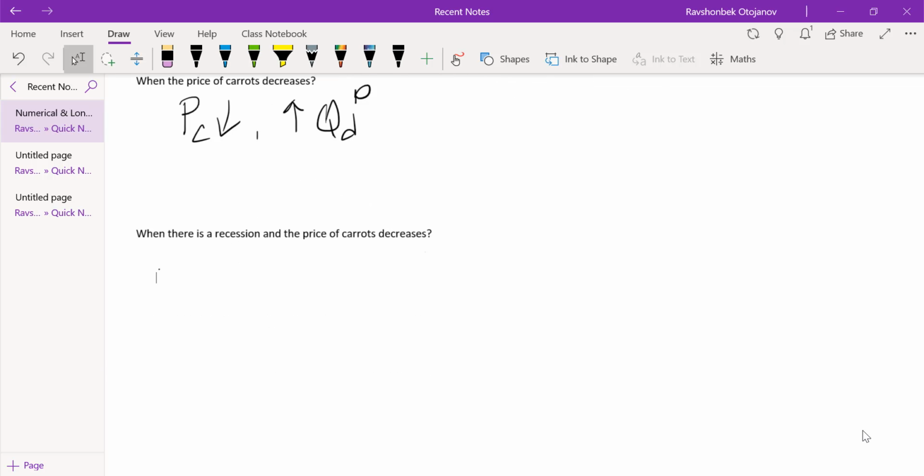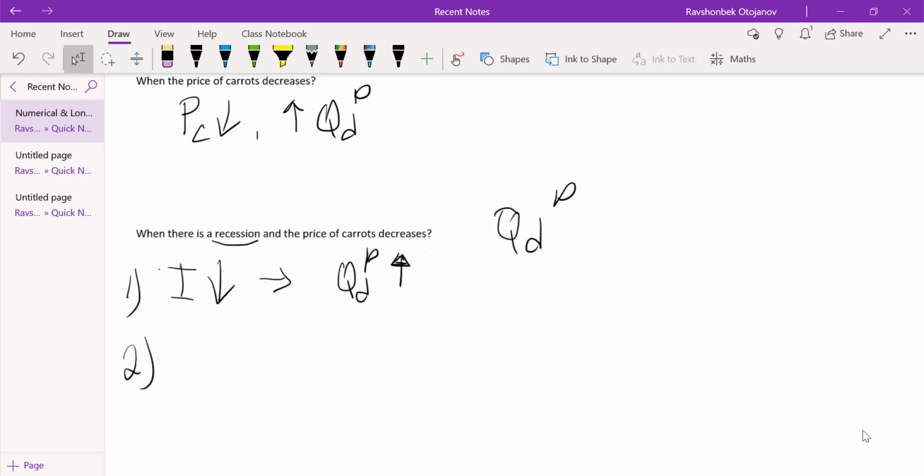When there is a recession and the price of carrots decreases, what happens to quantity demanded of potatoes? In that case we have two effects. First is the recession effect. In the recession, incomes go down. Because potatoes are inferior goods, that results in quantity demanded for potatoes increasing. The second effect is the price of carrots decreasing. Since potatoes and carrots are substitutes, quantity demanded of potatoes will decrease because cheaper carrots mean people tend to buy more carrots.